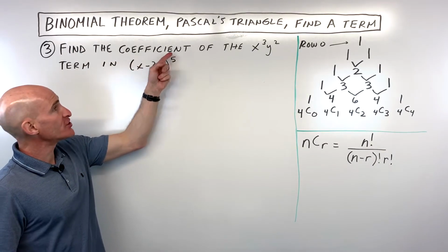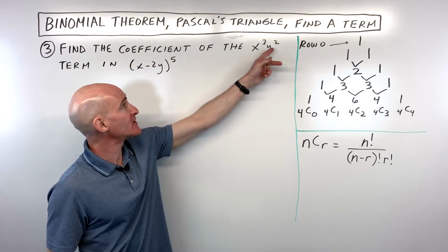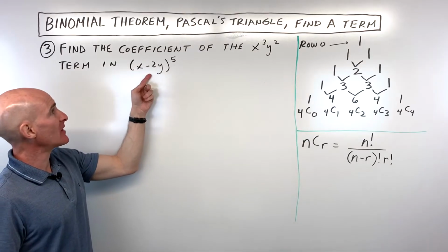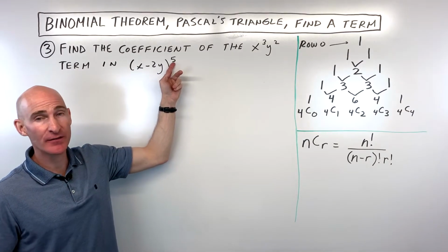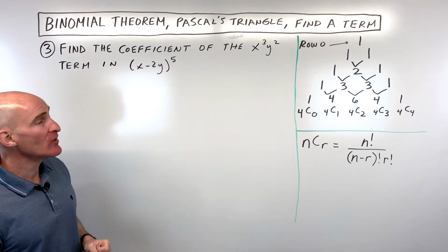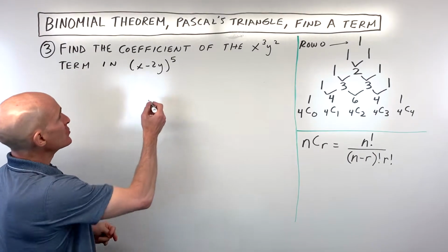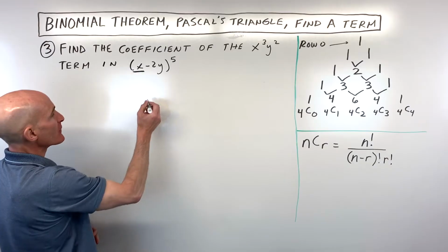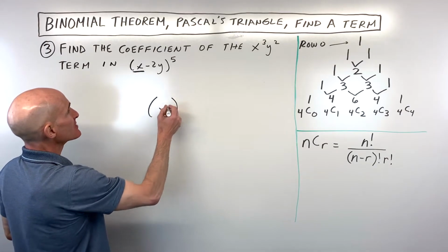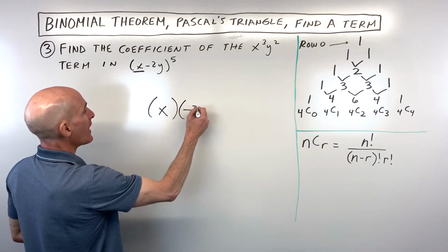Find the coefficient of the x cubed y squared term in the expansion of (x minus 2y) to the 5th power. So how do we do that? Well, what I like to do is write down my two terms. This is my first term, x. This is my second term, negative 2y.